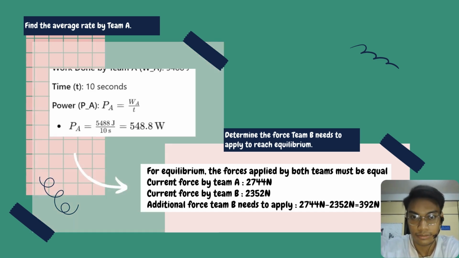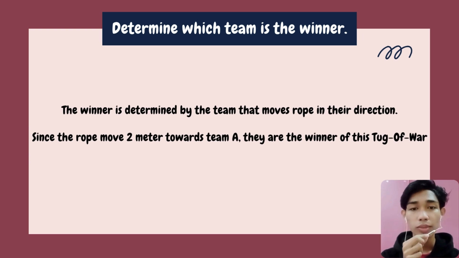That's all. Finally, we want to determine which team is the winner. The winner is determined by the team that moves the rope in their direction. Since the rope moves 2 meters toward team A, they are the winners of this tug of war.